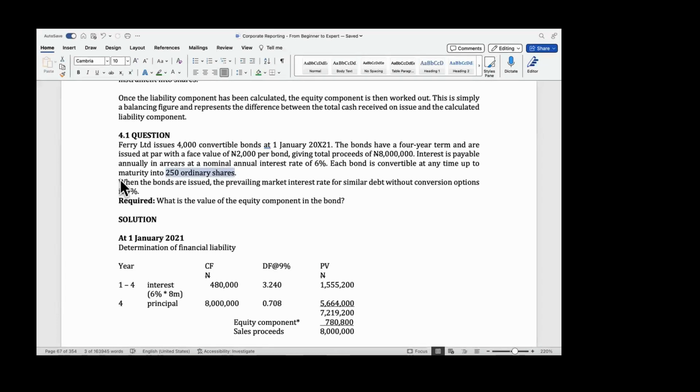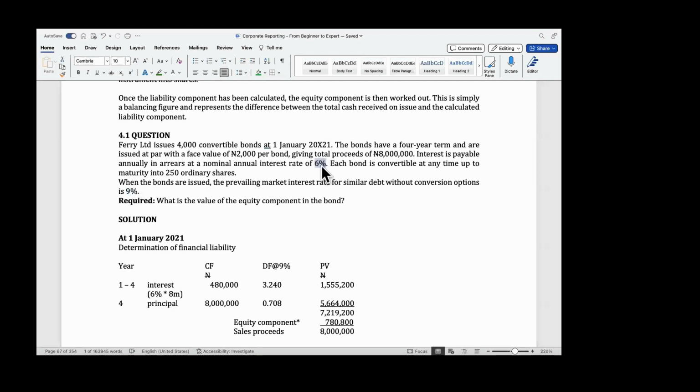Going forward, they said when the bonds are issued, the prevailing market interest rate for similar debts without conversion option is 9%. So this 9% from what we can see here is the market rate. But why is this 9% higher than the interest we are paying? Why is it higher? And the reason is clear.